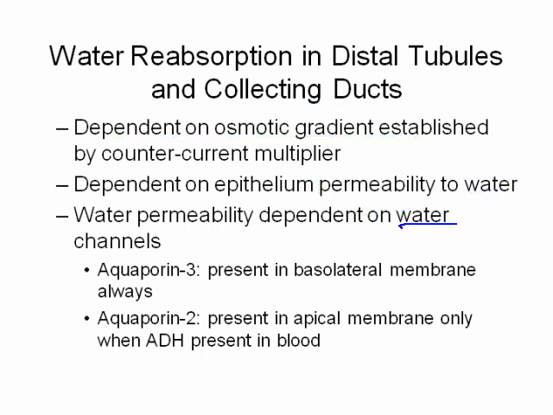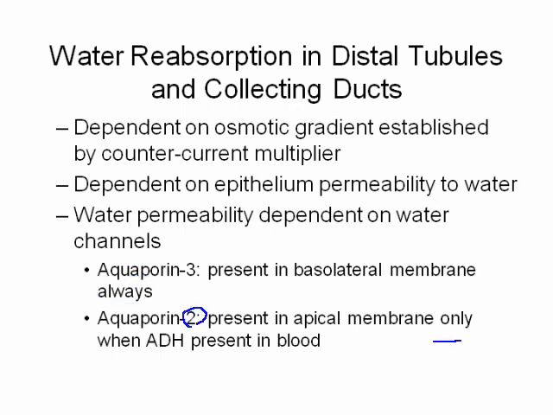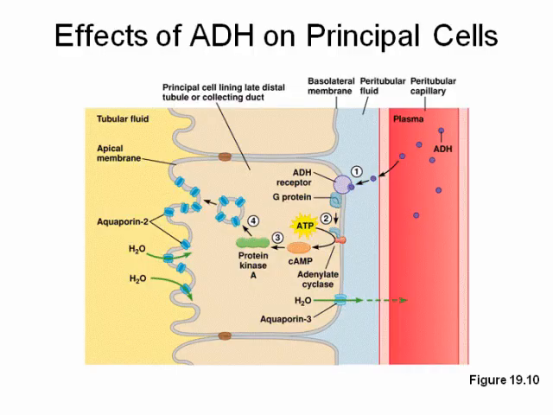And it's dependent upon what we call water channels, which are constructed of a protein called aquaporin. There are two varieties. There's aquaporin 3 and aquaporin 2. Aquaporin 3 is present in the basolateral membrane of the epithelium in the distal tubules and collecting ducts. It's always there. That's what we call constitutively active. Aquaporin 2 is present only when ADH is present in the blood. And let's take a look at how that happens.